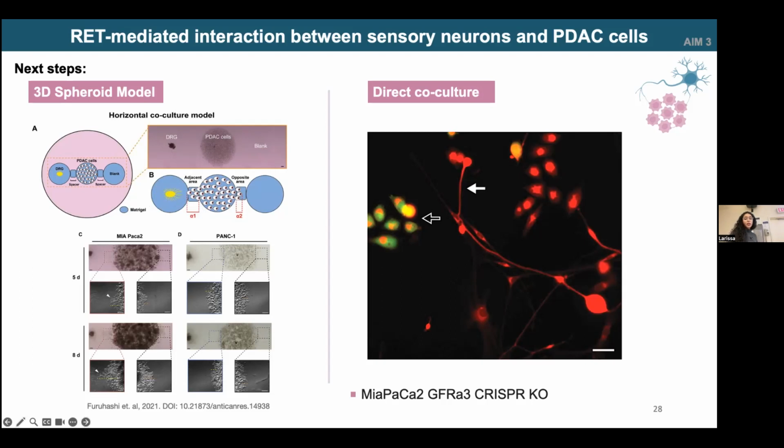And this will enable us to capture a real-time experiment, and again, some insights into the dynamics of cancer cell migration towards the DRG neurons. And I will also do the same direct co-culture experiments using the other cell that we are going to generate.